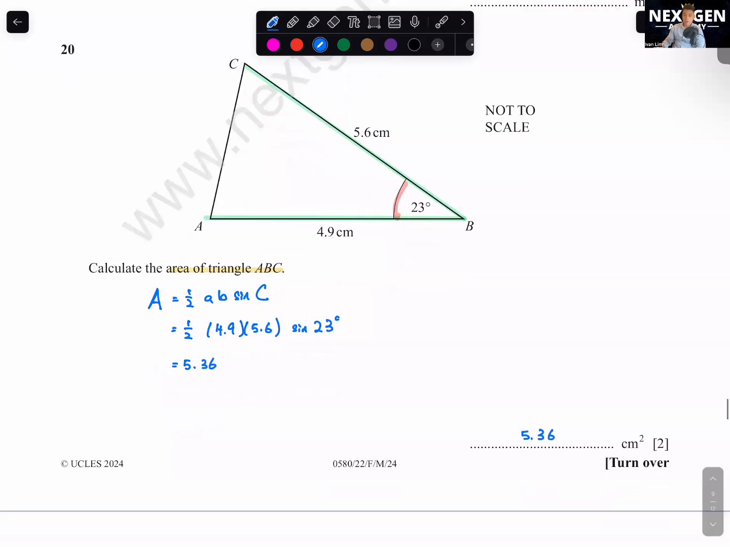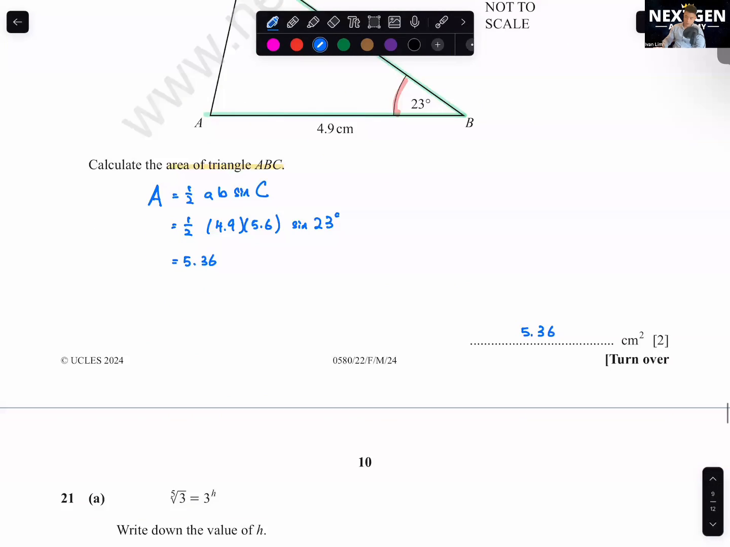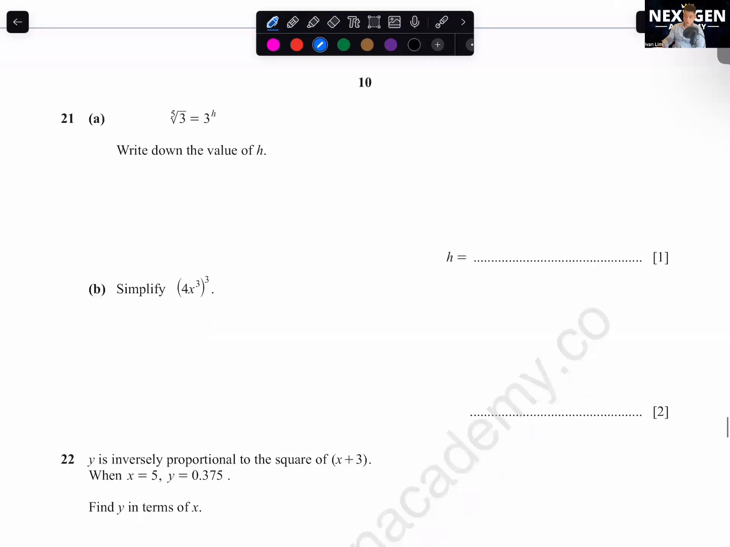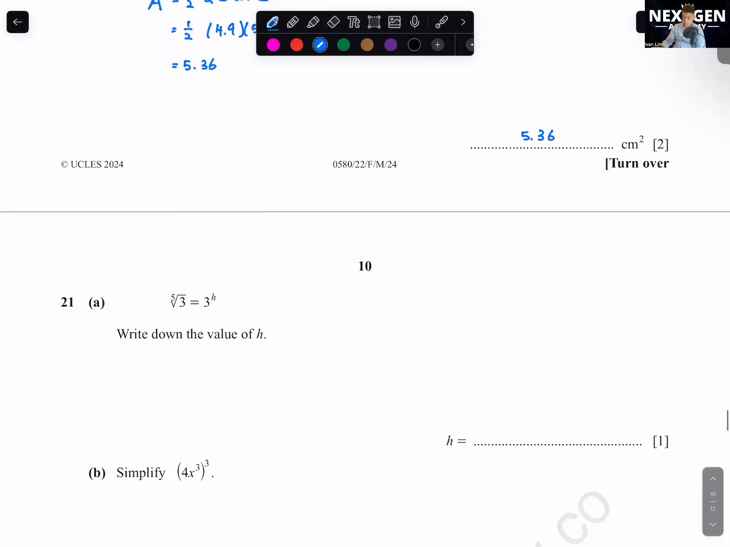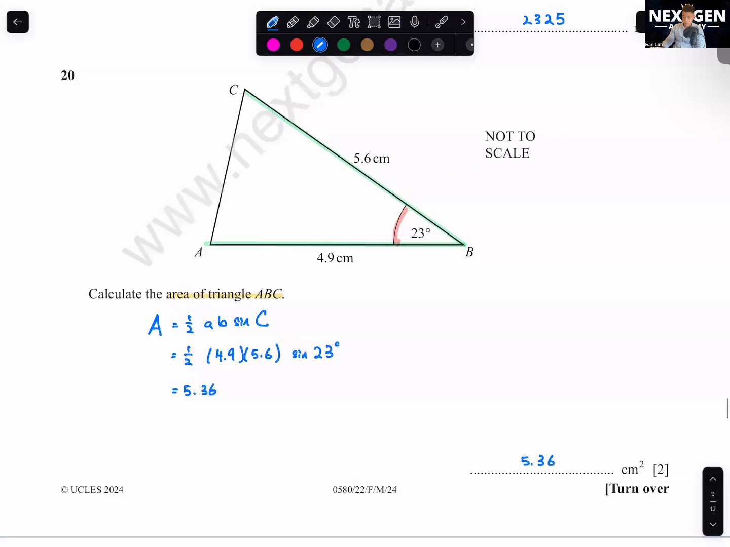Okay, next one. Don't use cos rule. Cos rule will be wrong. Cos rule, you can use it. Where do you use sine for triangle? What do you mean, where do I use sine for triangle? The angle?